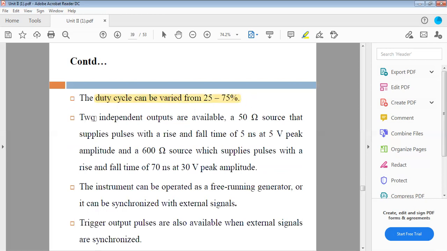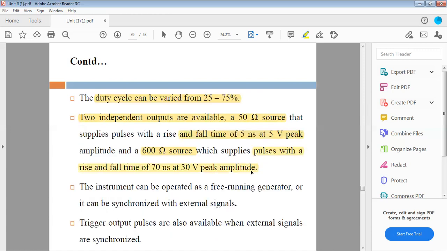Next, it is producing two independent outputs, a 50 ohm source output and a 600 ohm source output. The 50 ohm source output provides pulses with a rise time and fall time of 5 nanoseconds and 5 volts peak amplitude, and the 600 ohm source supplies pulses with rise time and fall time of 70 nanoseconds and 30 volts peak amplitude.